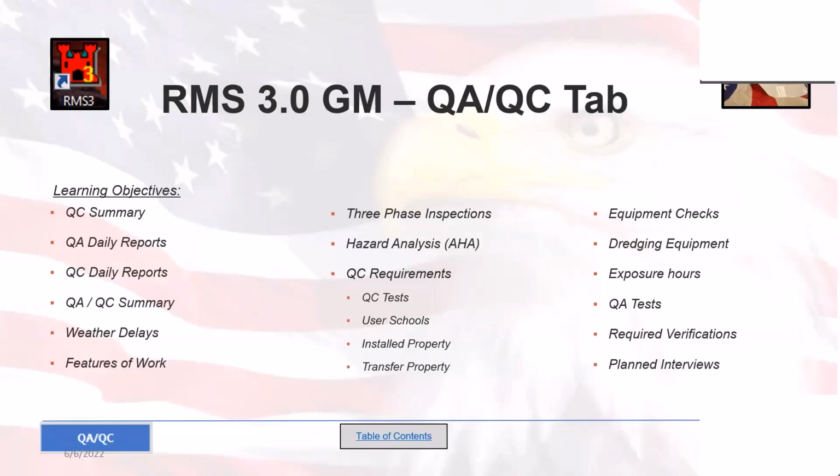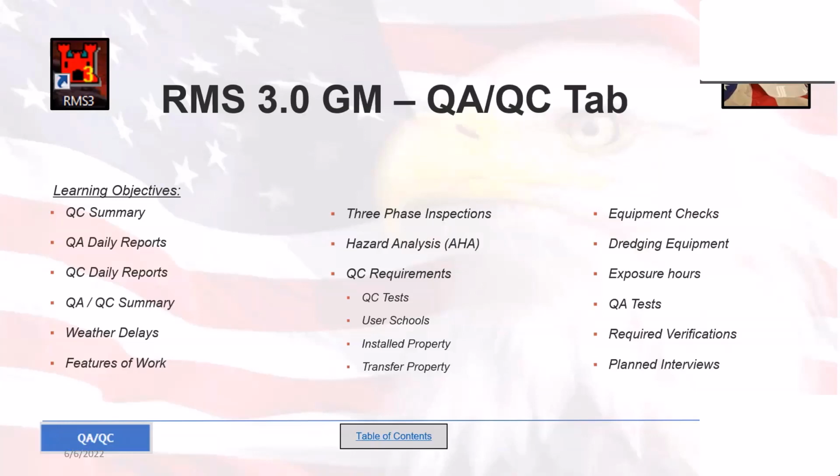The QA/QC summary is a graphical representation of all the statuses of the various QA/QC elements, with a point and click interface for accessing a list view of all the selected items within there. The QC daily reports is a section where the contractor writes down their daily documentation of whatever happened during the day's events and activities. Features of works is where the contractor will list all the features of works needed to complete the work. The three-phase inspections are where the contractor will develop a list of common deficiencies to watch for within each feature of work.